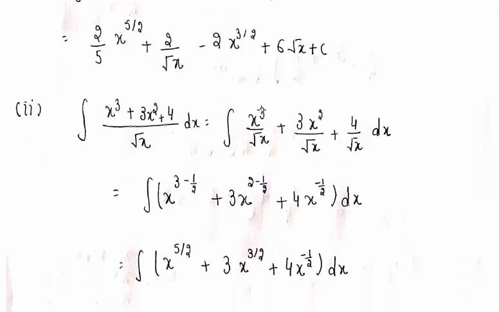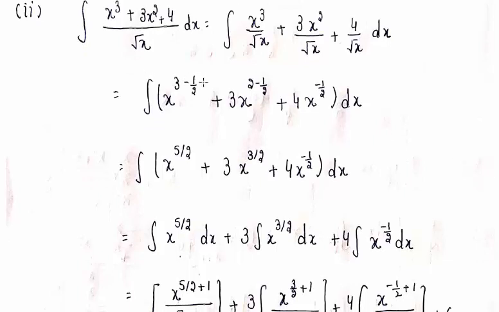So x cube over under root x is x raised to power 3 minus 1 by 2, 3x square over under root x is 3 times x raised to power 2 minus 1 by 2, plus 4. If we shift this into the numerator, this equals x raised to power minus 1 by 2. Now 3 minus 1 by 2, if we take LCM, 2 is the LCM, 6 minus 1 is 5 by 2. So x raised to power 5 by 2 plus 3 times x raised to power 3 by 2 plus 4 times x raised to power minus 1 by 2 dx. So then we can write the integration of the first function.